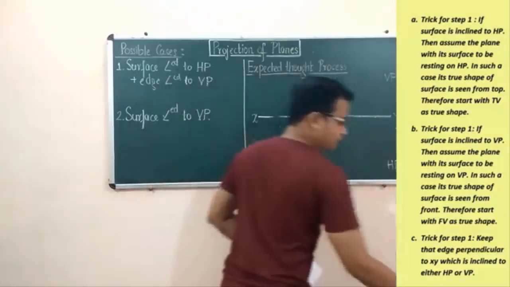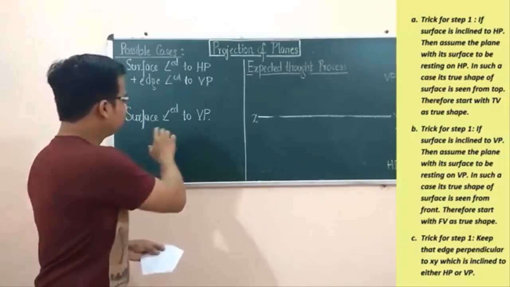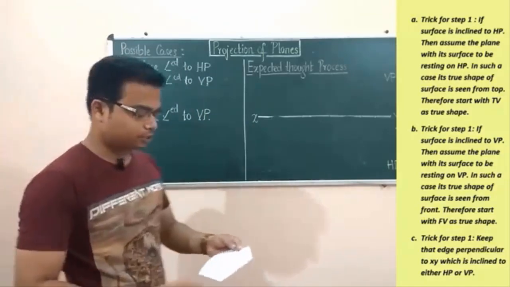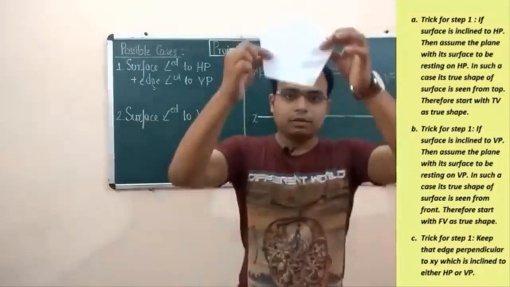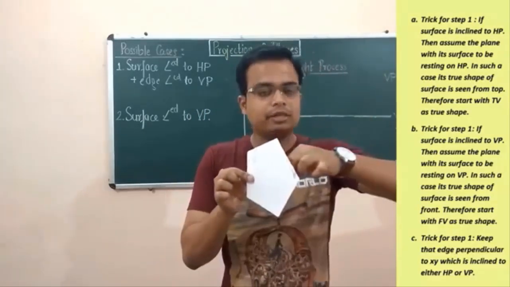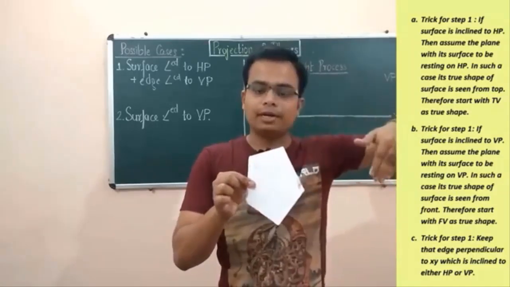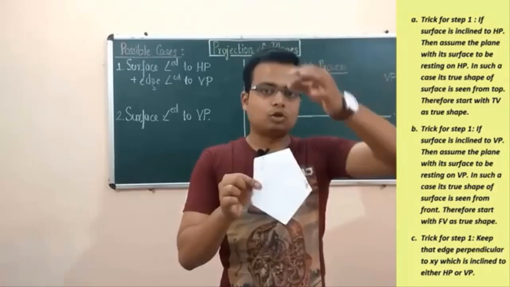All right, now we're going to talk about this second part where the surface is inclined to VP. So it's something like this. Watch this carefully. This is the plane, a pentagonal plane, with the surface inclined to VP. This is the inclination phi that the surface is making with the vertical plane, and this angle can only be seen from the top.